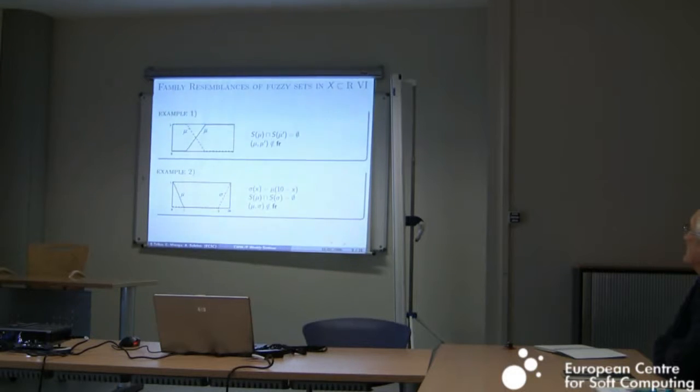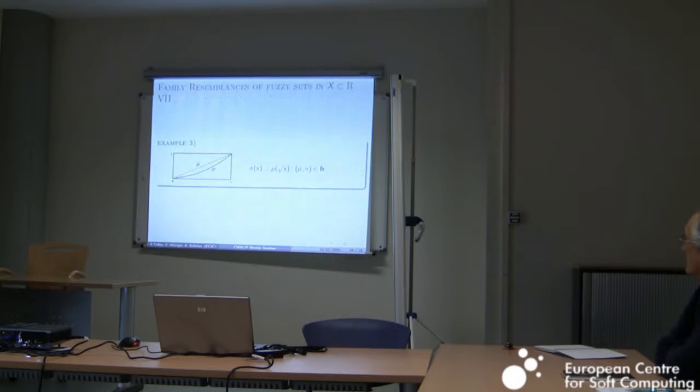Let me show examples. This is mu, and this is a complement with the relation 1 minus x. Of course, the set of ones is empty, the intersection is empty, and there is no family resemblance. This is a case of opposites, of antonyms. This is mu, and sigma is obtained from mu with this symmetry in the universe 0, 10. Of course, the intersection of the sets of ones is empty, and there is no family resemblance. This is an example of the last theorem.